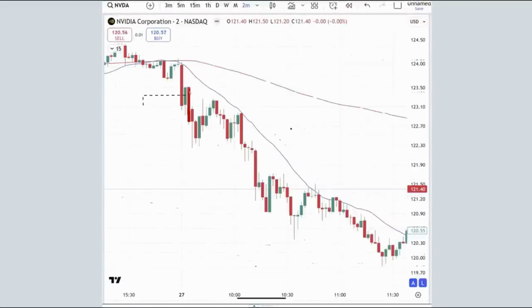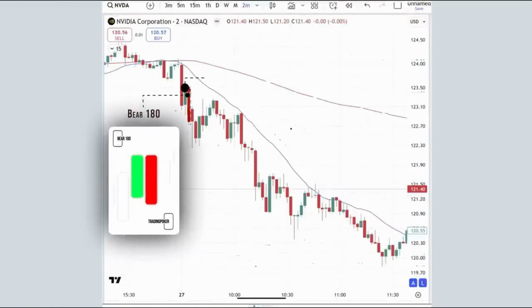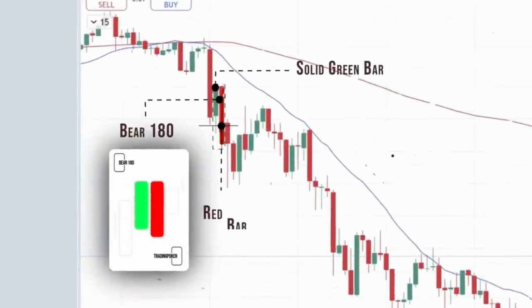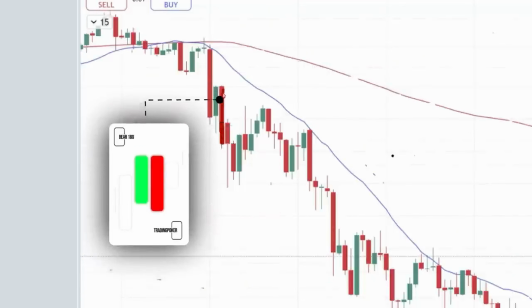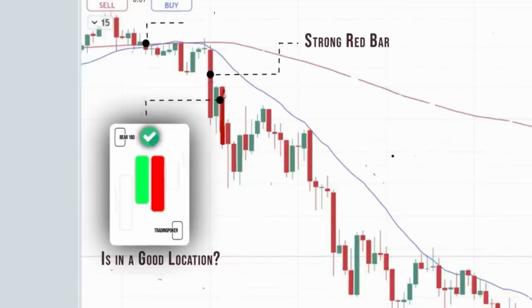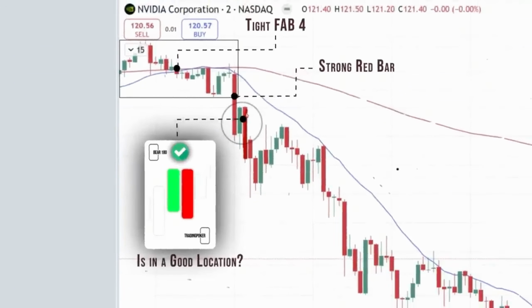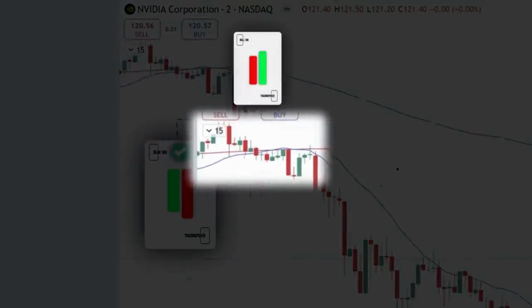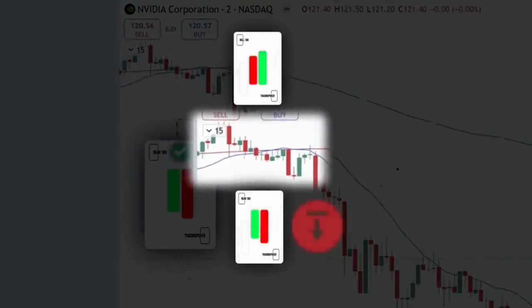Take a look here. Do you see the bear 180? Solid green, red takeout. It's a 2-bar event. Now, it doesn't have a lot of red before it, but it has strong red before it. Is it in a good location? Well, yes, it's in a perfect location, actually. Tight Fab 4, and you're playing it right there. Remember, 180 here is good, 180 here is good down.